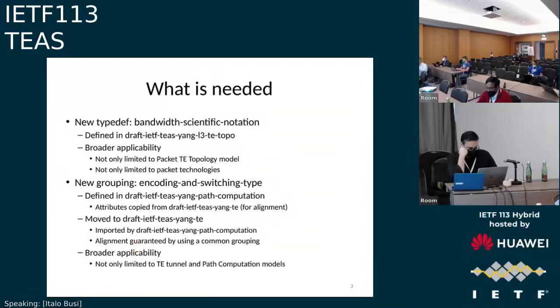So what do we need? The technical content is basically a new typedef, called bandwidth-scientific-notation, to represent the bandwidth of a packet link, but also of a packet LSP, in a way that is readable, not like a float32, but as scientific notation numbers. This is already defined in the draft ietf-teas-yang-l3-te-topo.